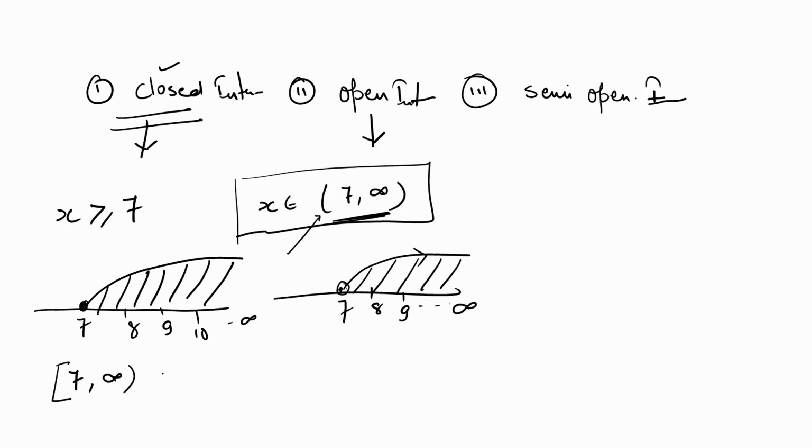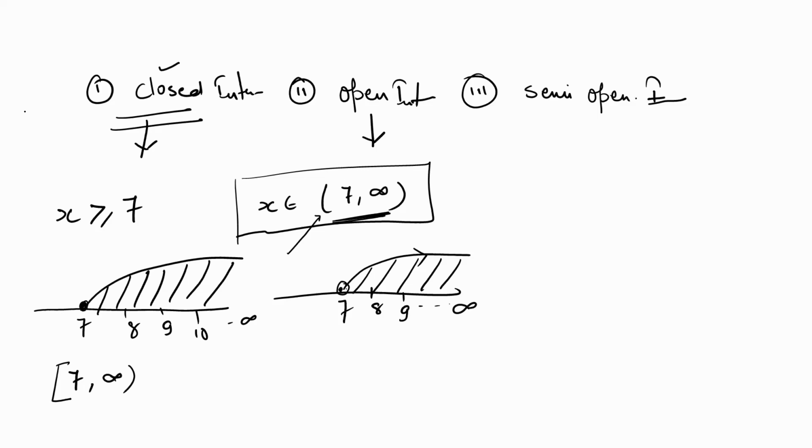Got it, did you understand? So a rectangle bracket means that it is equal to, and a circular bracket means that it is not equal to. Yes, exactly. Can there be a rectangle bracket after infinity? No, we cannot write it, because infinity is a value.